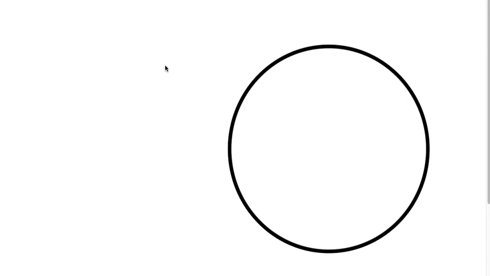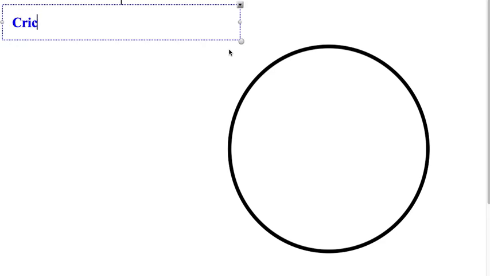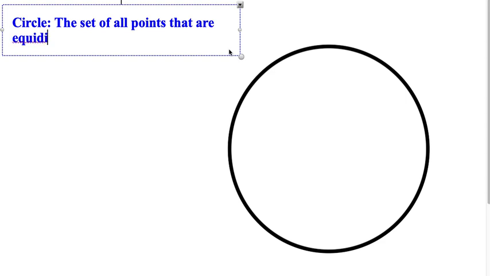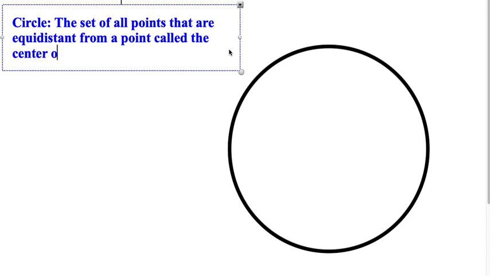So the first thing we're going to talk about is what the definition of a circle is. So simply put, a circle, spelled correctly, is the set of all points that are equidistant from a point called the center of the circle.